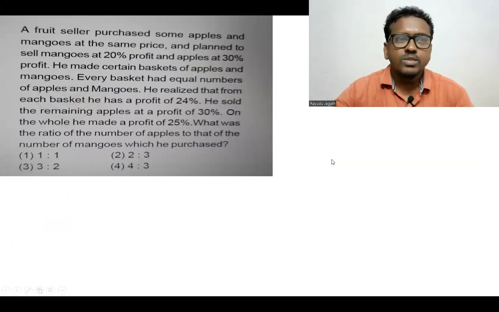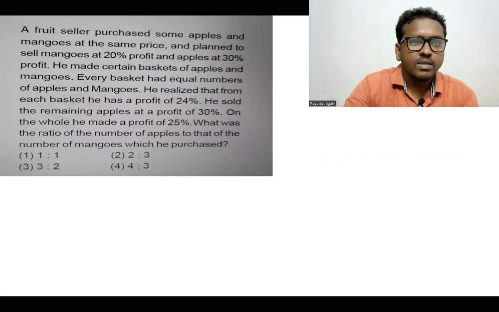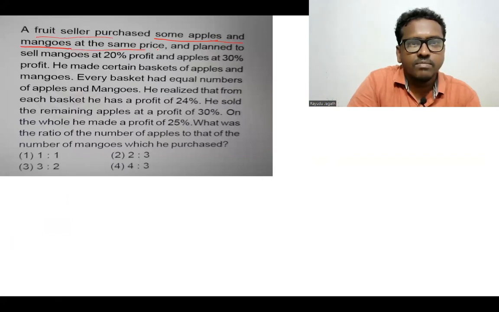Here in this question, a fruit seller purchased some apples and mangoes. We don't know the number of apples and mangoes; they may or may not be equal. The cost price is the same, and he plans to sell mangoes at 20% profit and apples at 30% profit.